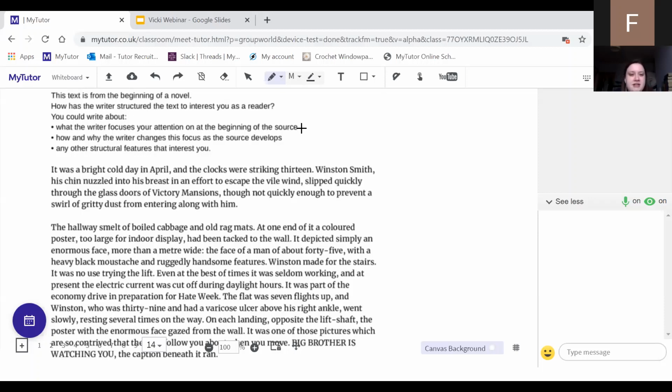At one end of it, a coloured poster too large for indoor display had been tacked to the wall. It depicted simply an enormous face, more than a metre wide, the face of a man of about 45, with a heavy black moustache and ruggedly handsome features. Winston made for the stairs.